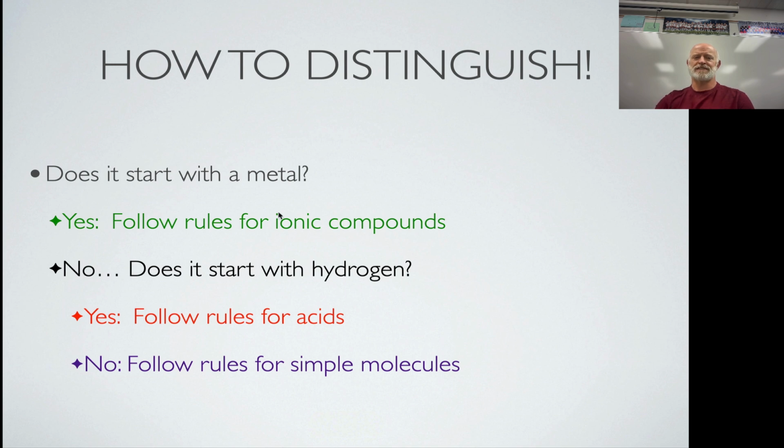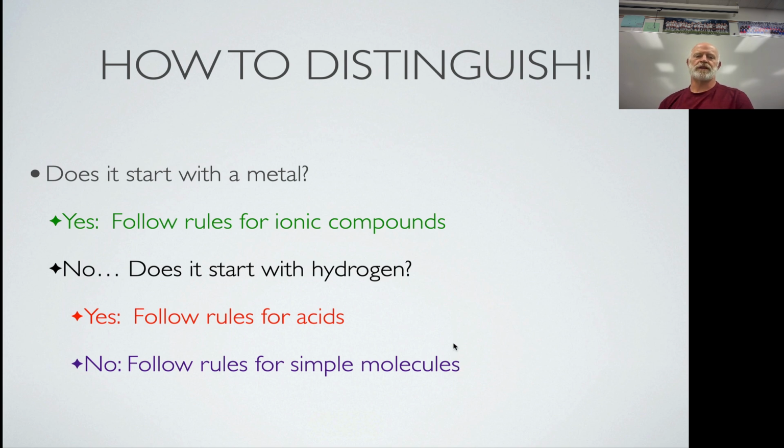The first question is does it start with a metal? Okay, we know what metals are. So if it starts with a metal, then yes, your rules are going to be for ionic compounds because all ionic compounds start with metals. That's actually a distinguishing thing about ionic compounds is they begin with a metal, okay? So if it starts with a metal, then you follow the rules for ionics. If the answer is no, then you ask, does it start with hydrogen, okay? If the answer is yes, it does start with hydrogen, then you're going to follow the rules for naming acids, okay? And if the answer is still no, that means you are starting that molecule with some sort of non-metal that's not hydrogen, so then it's going to be just a simple molecule, okay?